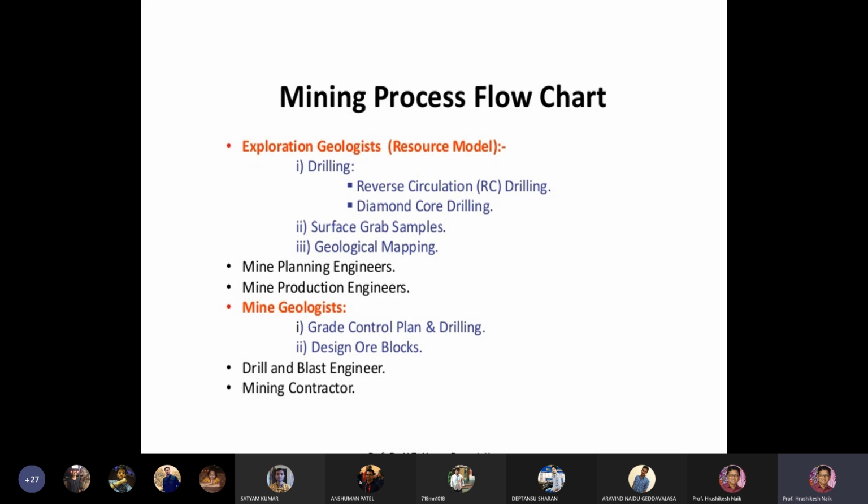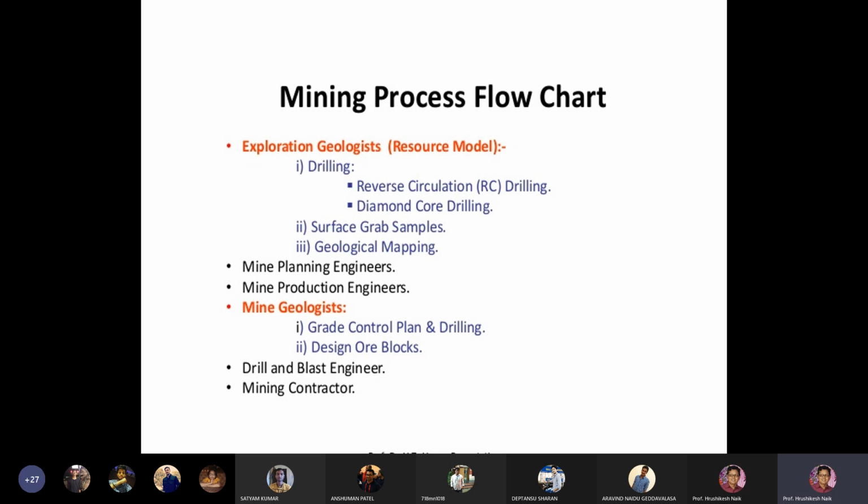Geological mapping is carried out to find out the dip and strike of the deposit and the extension of the deposit. After that, the mining engineers go for planning. Mine planning is carried out by mining engineers. Then production engineers plan for the scheduled production of the mineral deposit.